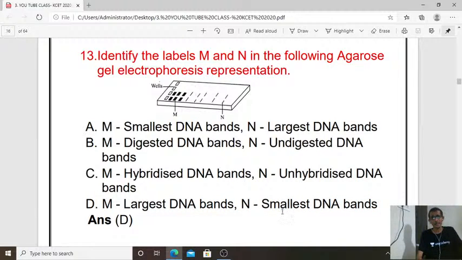DNA is the genetic material, so we can separate DNA bands depending upon their molecular weight. Being a negatively charged particle, the DNA is attracted towards the positively charged anode. These are the wells where the DNA sample is loaded. According to the molecular weight, if the DNA molecules are largest, there is slow movement. If it is the smallest DNA band, then it is fast movement. So the answer is D for question number 30.